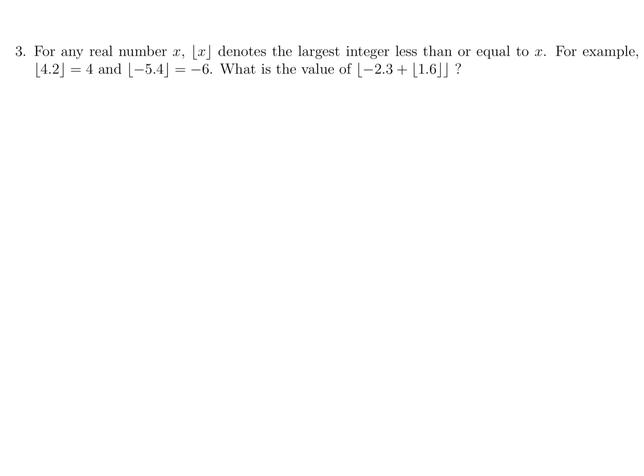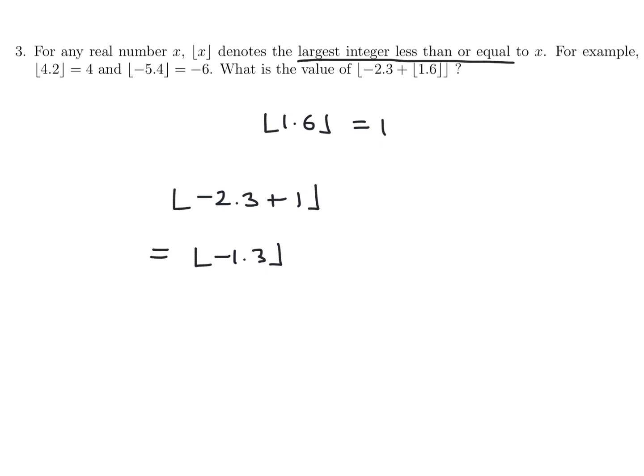Okay, so the bracket of 1.6 would be 1, right? So this basically becomes the bracket of minus 2.3 plus 1. So that's minus 1.3. And then we want the largest integer less than or equal to x. So I believe that's minus 2.